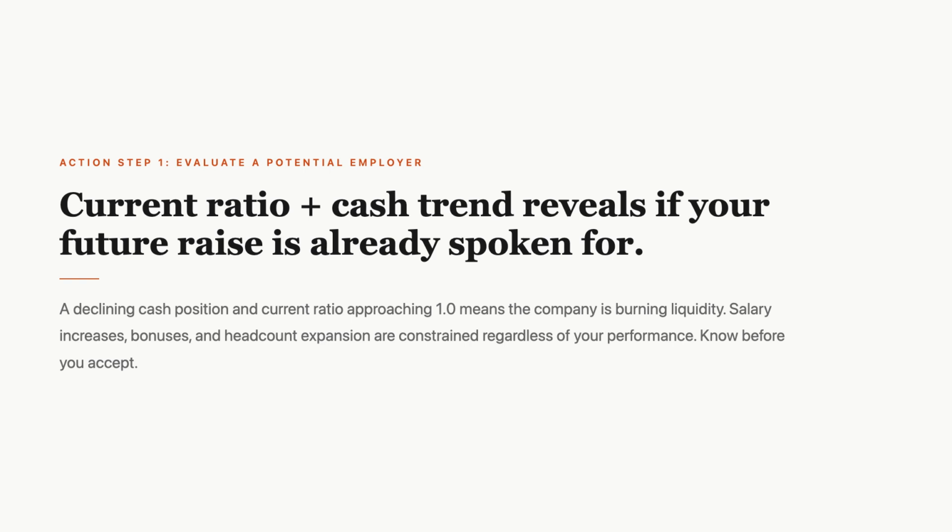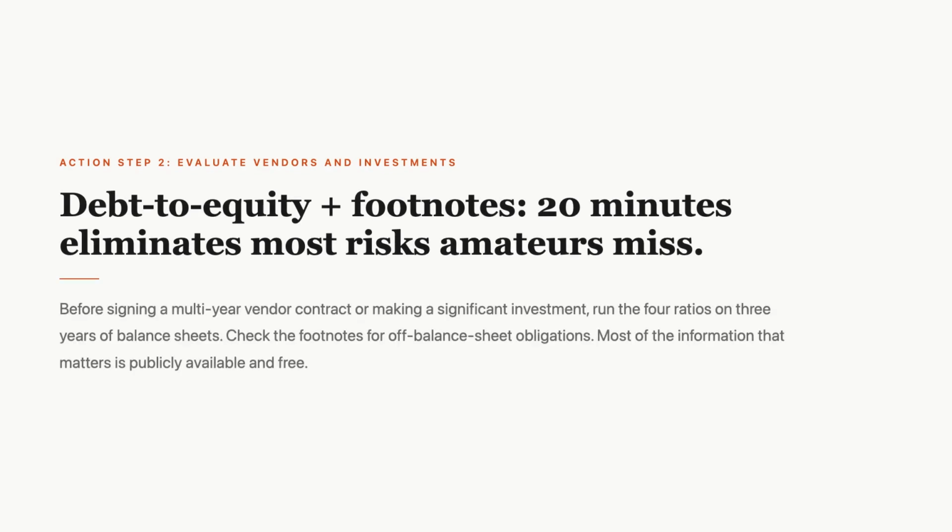A business servicing heavy debt obligations has already decided where the cash is going. Your raise competes with that queue. When evaluating a vendor or key business partner, focus on the debt-to-equity ratio. A highly leveraged counterparty can absorb a strong quarter perfectly well, but a difficult quarter can trigger restructuring, renegotiation, or collapse. Your contract doesn't protect you from a counterparty that simply cannot honor its commitments.